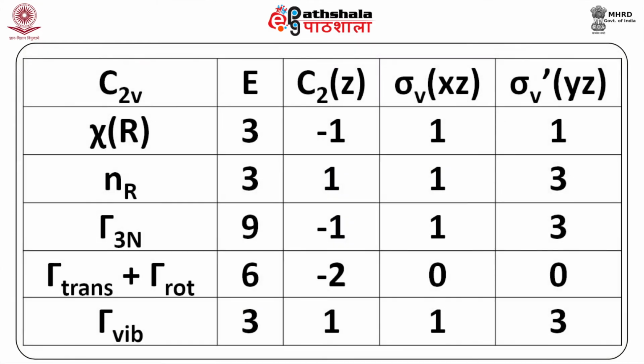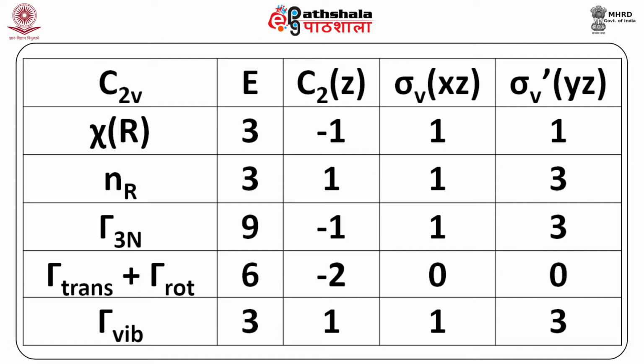Only those atoms that are unshifted in an operation contribute to the character. The character per unshifted atom is 3 for E, minus 1 for C2 and plus 1 for all sigma. So in the table we have shown the normal modes of vibration and the character for each. For E, the symmetry operation, the character is 3. For C2 it is minus 1. For all sigma it is 1.